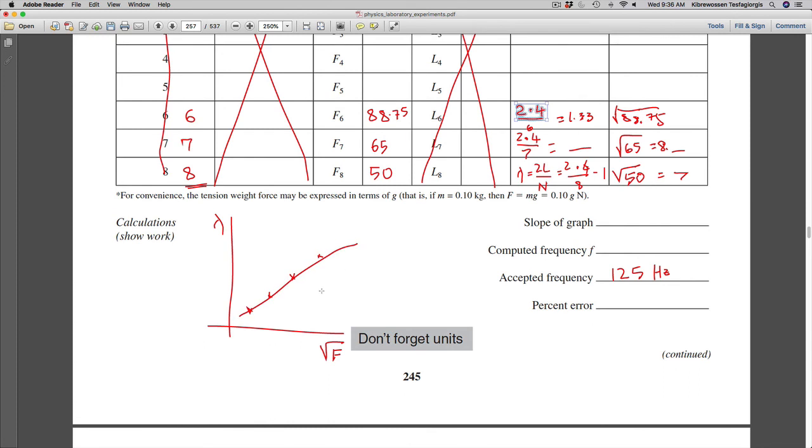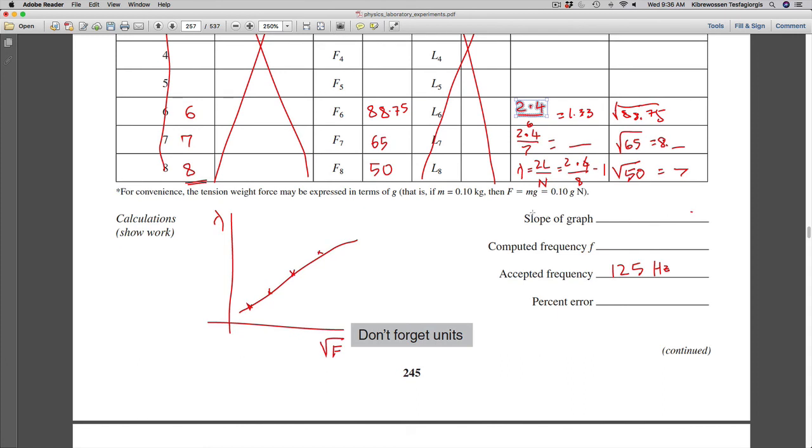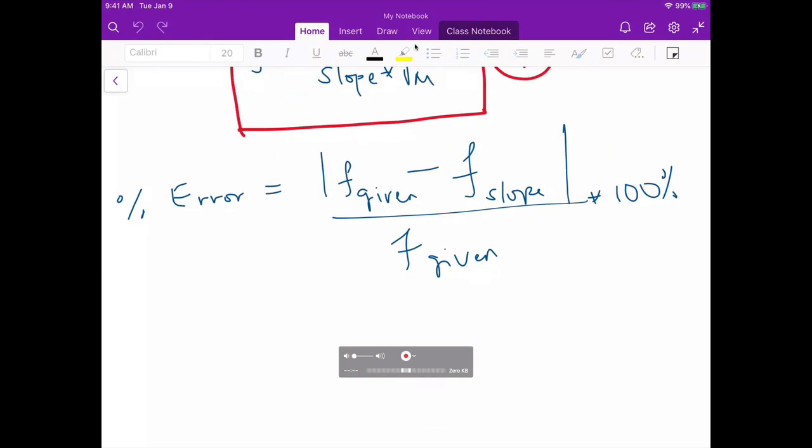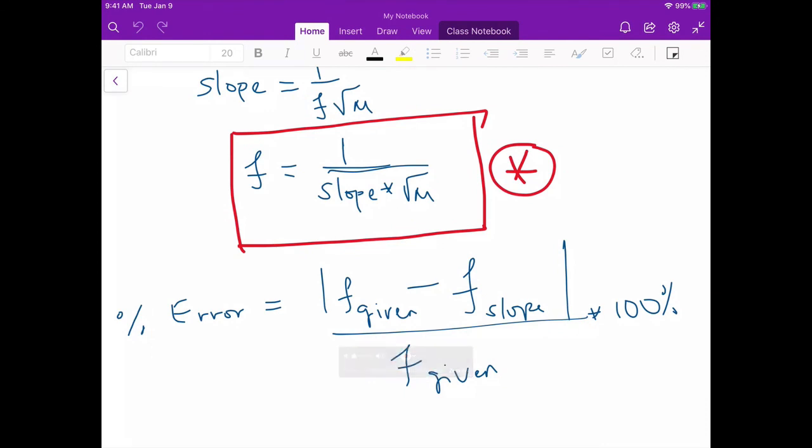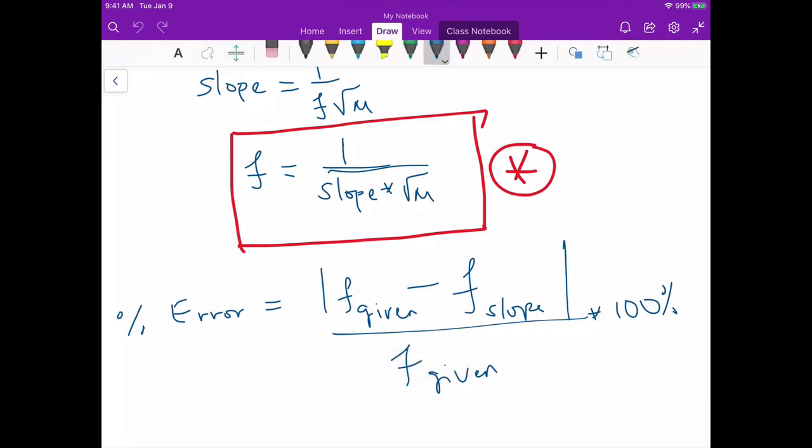You draw the best fit line, you find the slope of that, then your slope value has to be inserted in here. And then using that slope, you need to find the frequency. How do you find that frequency? I already showed you on my whiteboard. Okay, so this is where your frequency calculation will be done. Frequency equals 1 over the slope.